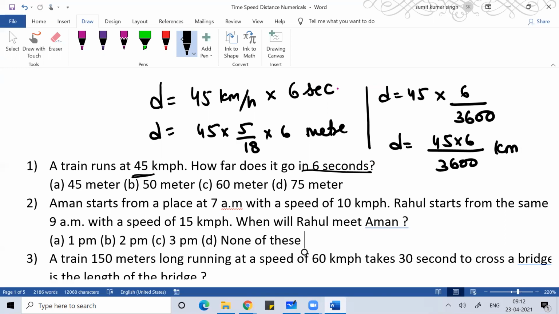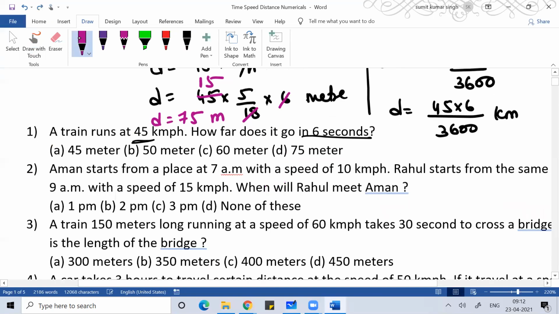Here if you see, in the options, all the options are given in meter. So the best way is to convert the distance into meters. If we do that, then 45 into 5 by 18: 5 threes are 15... so 6 threes are 18 and 3 is 45, and I'll get the value of distance in meter as 75 meter. So the answer would be option D.